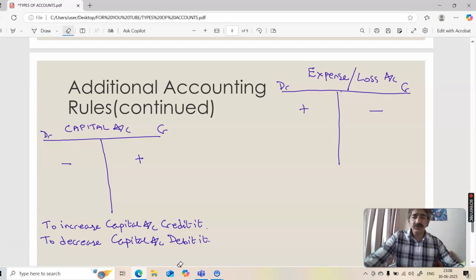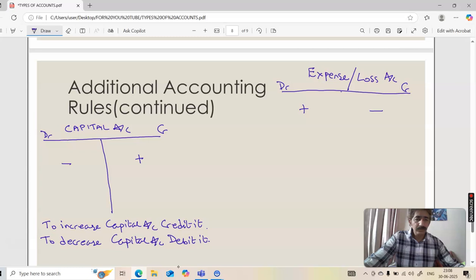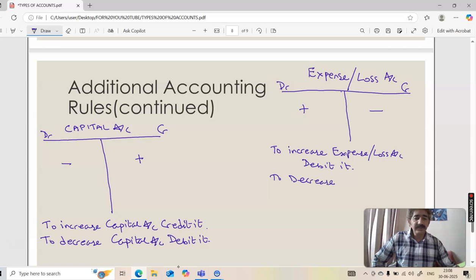Okay, so how do we learn this? Let me shorten this line and adjust it here. By now you must be clear. We mention the increase first, therefore to increase expense or any loss account, debit it. To decrease expense or loss account, credit it.